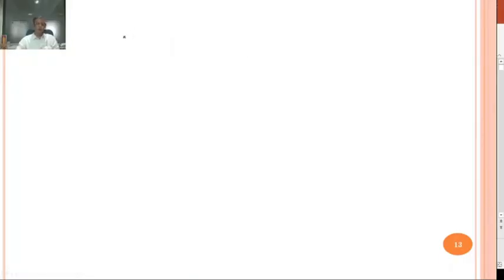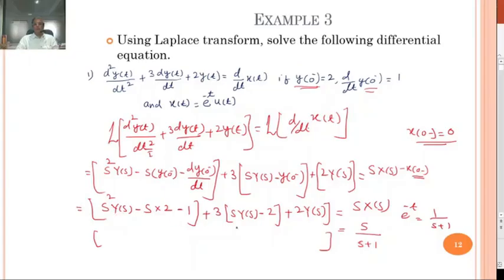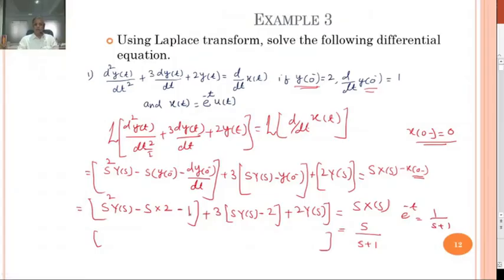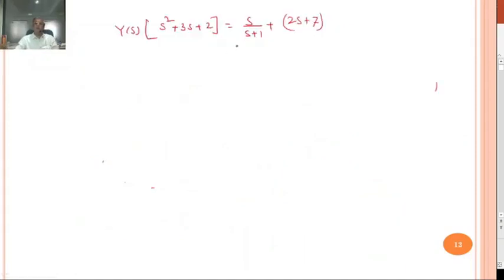For Y of s, we will keep Y of s on the left hand side and all the remaining terms on the right hand side, and after simplifying this equation we write Y of s, this times s square plus 3s plus 2, equals s divided by s plus 1, plus 2s plus 7. Now see here, this 2s plus 7 means this is minus 6, and this minus 6 and this is minus 1, means this is minus 7, and on the right hand side it becomes plus 7 and the minus 2s becomes plus 2s. Now simplify the right hand side.